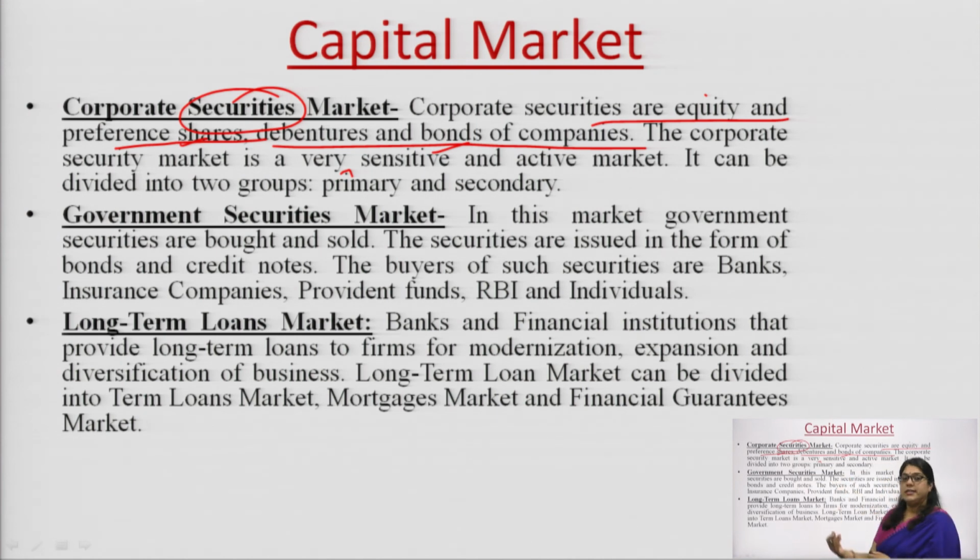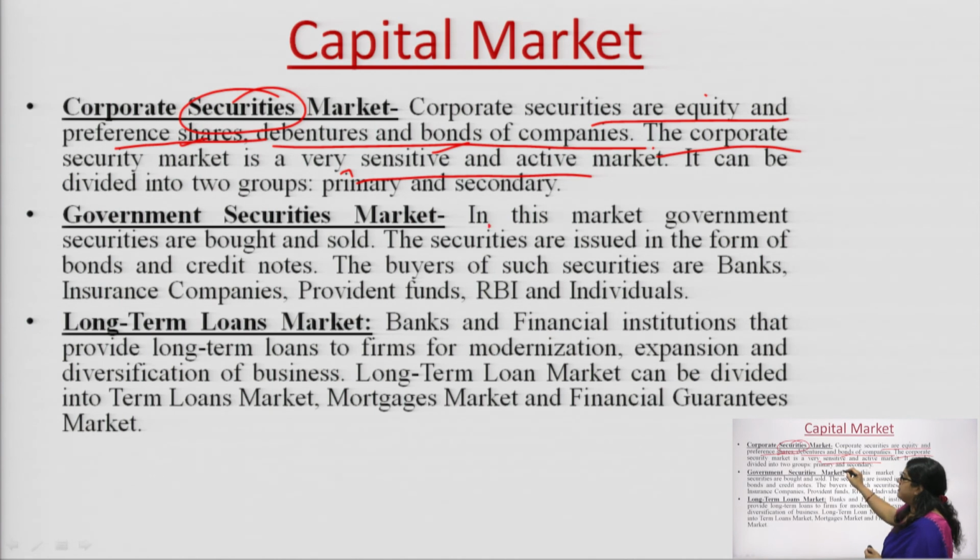So, on the shares investors get the dividend, and on the bonds and debentures investors get the interest. Now, moving further, the corporate security market is very sensitive, and it is based on the current market situation, directly related with the economy. If there is any fluctuation in the stock market, the value of the share and the value of the debenture will definitely go up or down as per the economic conditions.